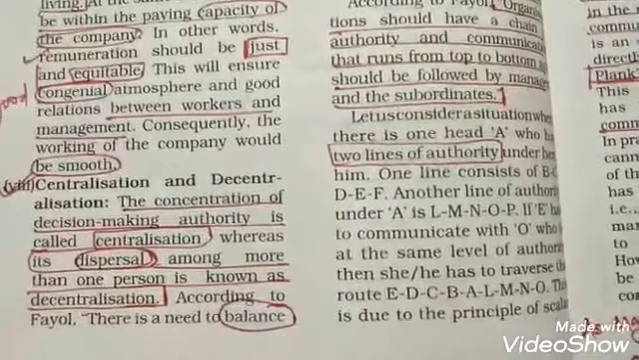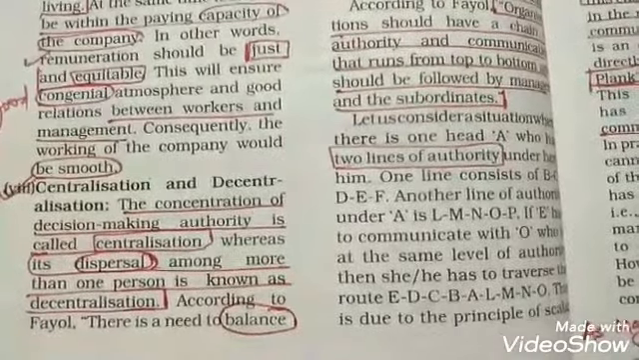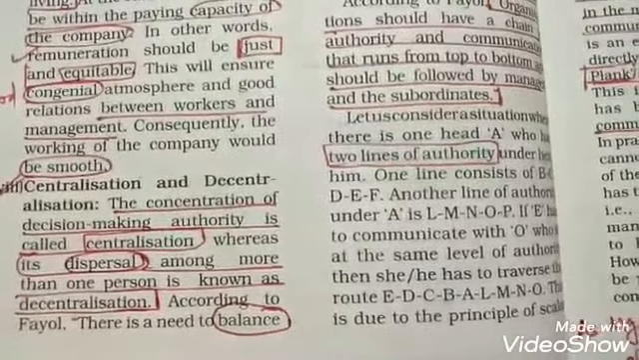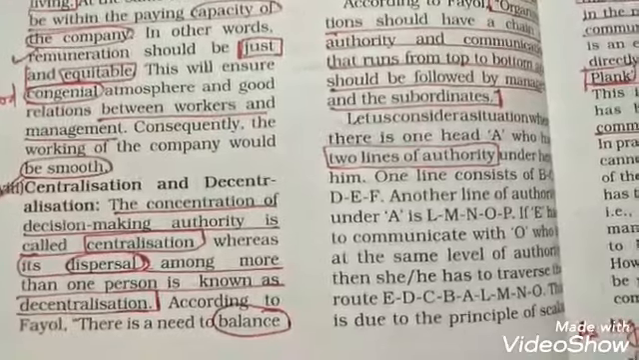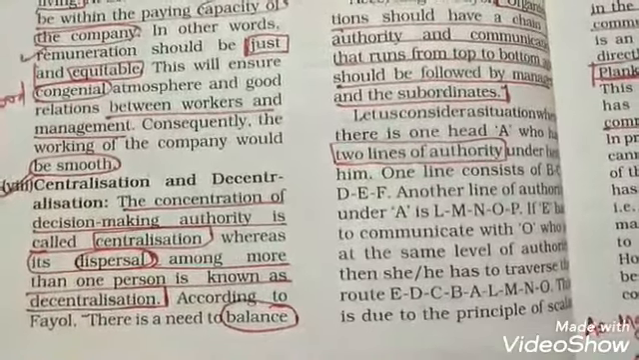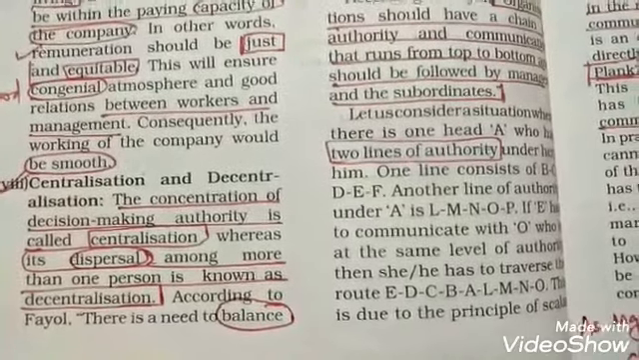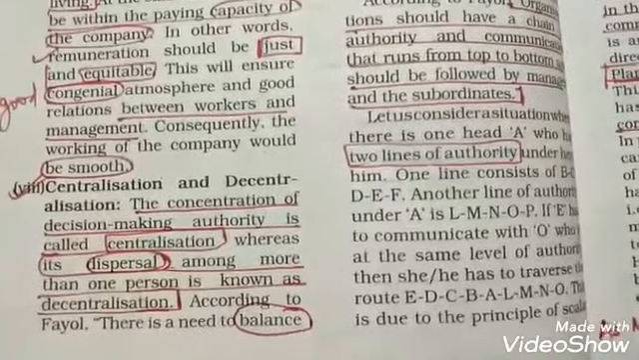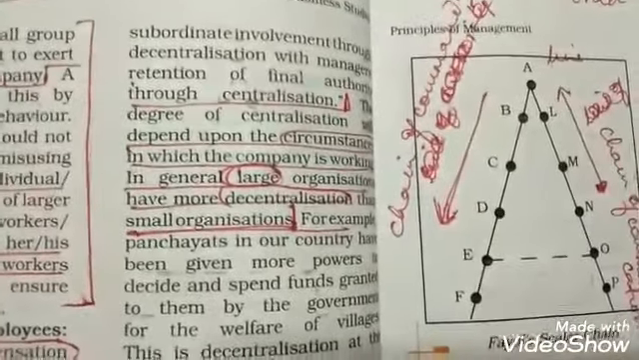Here, centralization means concentration of authority. मतलब authority सारी किसके पास है? Decentralization means dispersal. These two words are very important. Concentration and dispersal. Dispersal of authority. According to FAYOL, he always recommended that there should be a balance between centralization and decentralization. Let us understand this a little more in detail. What do you mean by a balance?